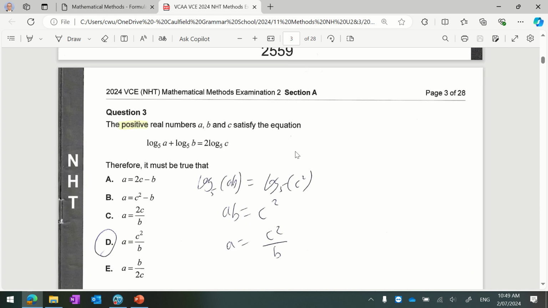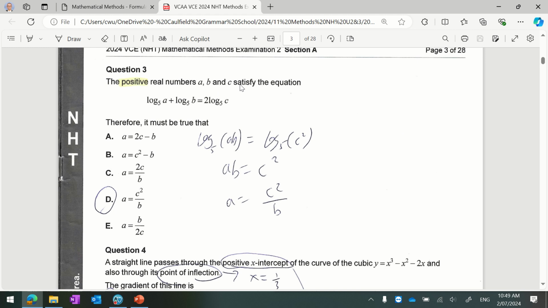Question 3, logarithm. A, B, C are real numbers and they're positive. Look at my highlighting, I have highlighted positive. And the base is the same, so notice that having the same base means you can apply all sorts of logarithm rules. So that's what I did. I applied some log rules: combine the 2 logs on the left hand side of the equation.